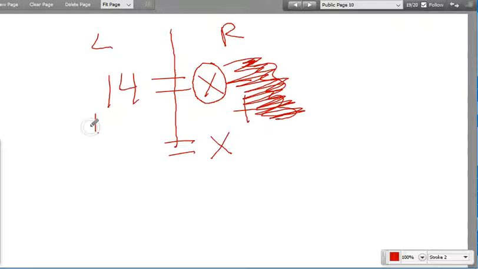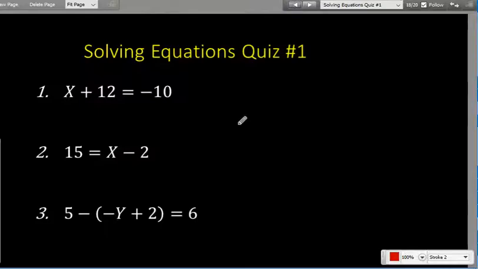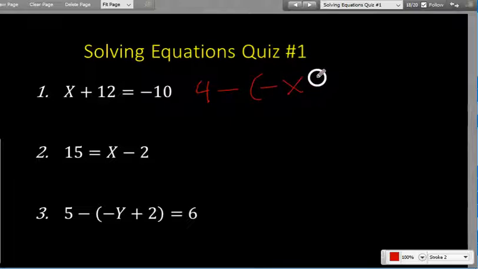Because we added 3 to the right side, we also have to add 3 to the left side. So x equals 17. And we know that 14 does equal 17 minus 3. Okay, last one, number 3, and then you guys should be ready to take the quiz. Okay, so for question number 3, let me give you a practice one. 4 minus negative x plus 2 equals negative 2. Okay, so push pause. Try this one on your own.